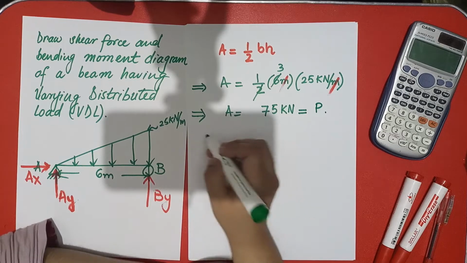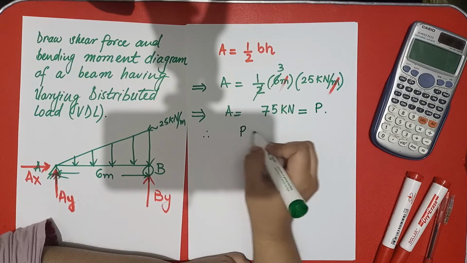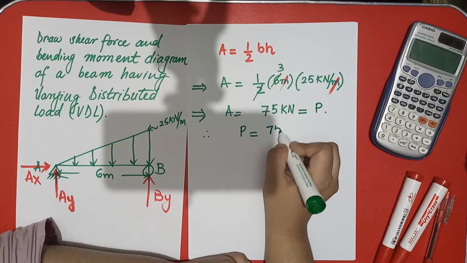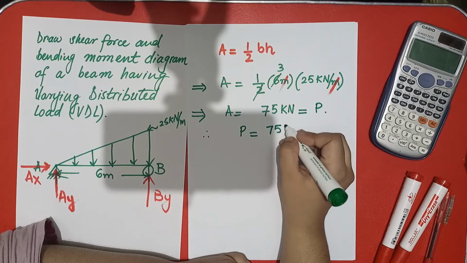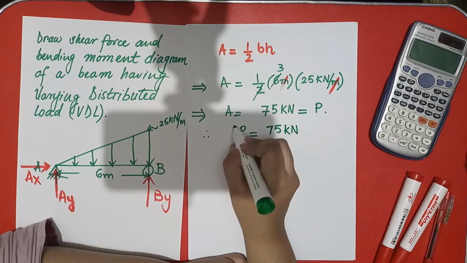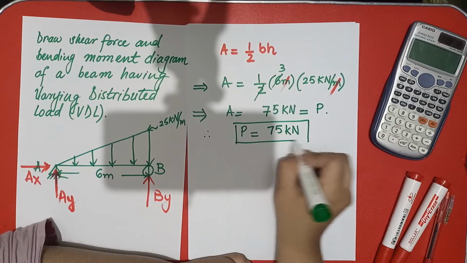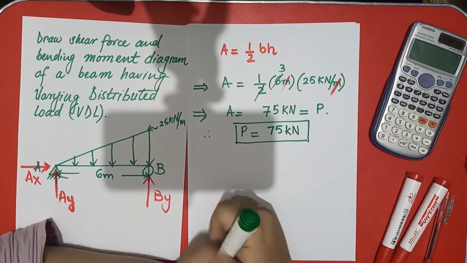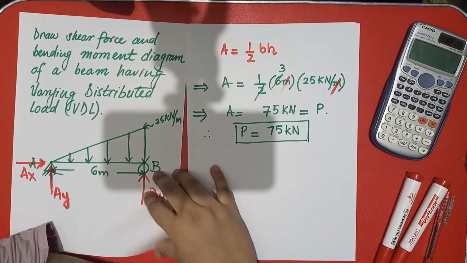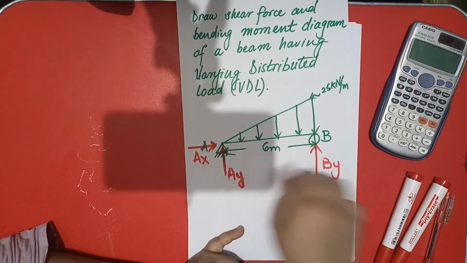So you have successfully converted your triangular loading into the point load. This is what you have done. And what next you have to do? You have to find out these support reactions.